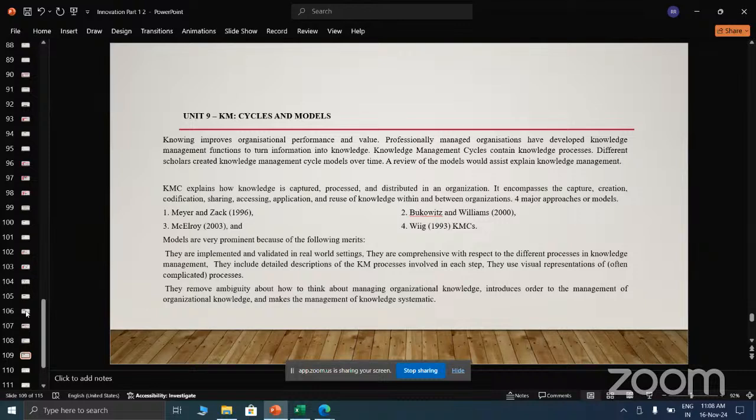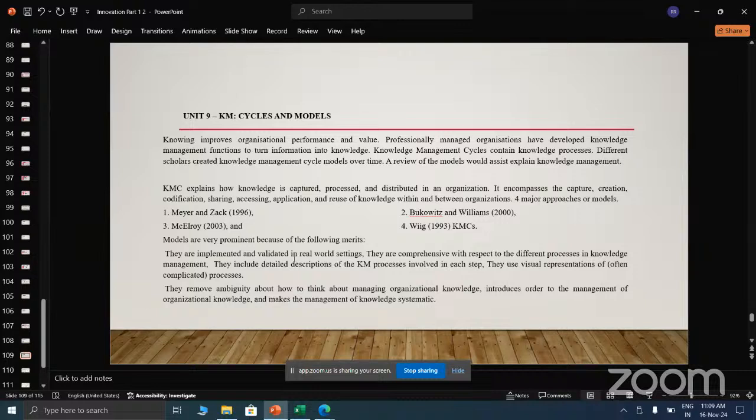A knowledge management cycle is how knowledge is captured, how it is processed, and how it is distributed in an organization or outside the organization. It encompasses the types of processes included in capturing, creating, codifying, sharing, accessing, and applying it, or again, when needed, reusing the knowledge within or between organizations. Four major approaches of eminent authors include Managemnet in 1996, Bukovic and Williams in 2000, McClory in 2003, and the Wiig Model in 1993.